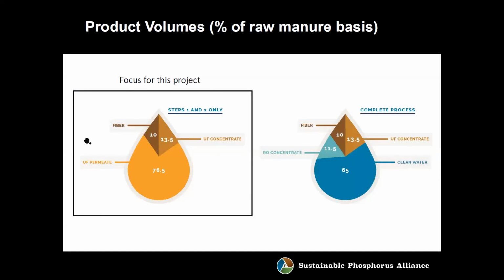Again, for this project, we're mostly focusing on the first step where we take raw or digested manure and release fiber in the screw press, UF permeate, and UF concentrate. We're aiming for roughly 75% of the total manure volume to be a liquid devoid of phosphorus, pathogens, and suspended solids.